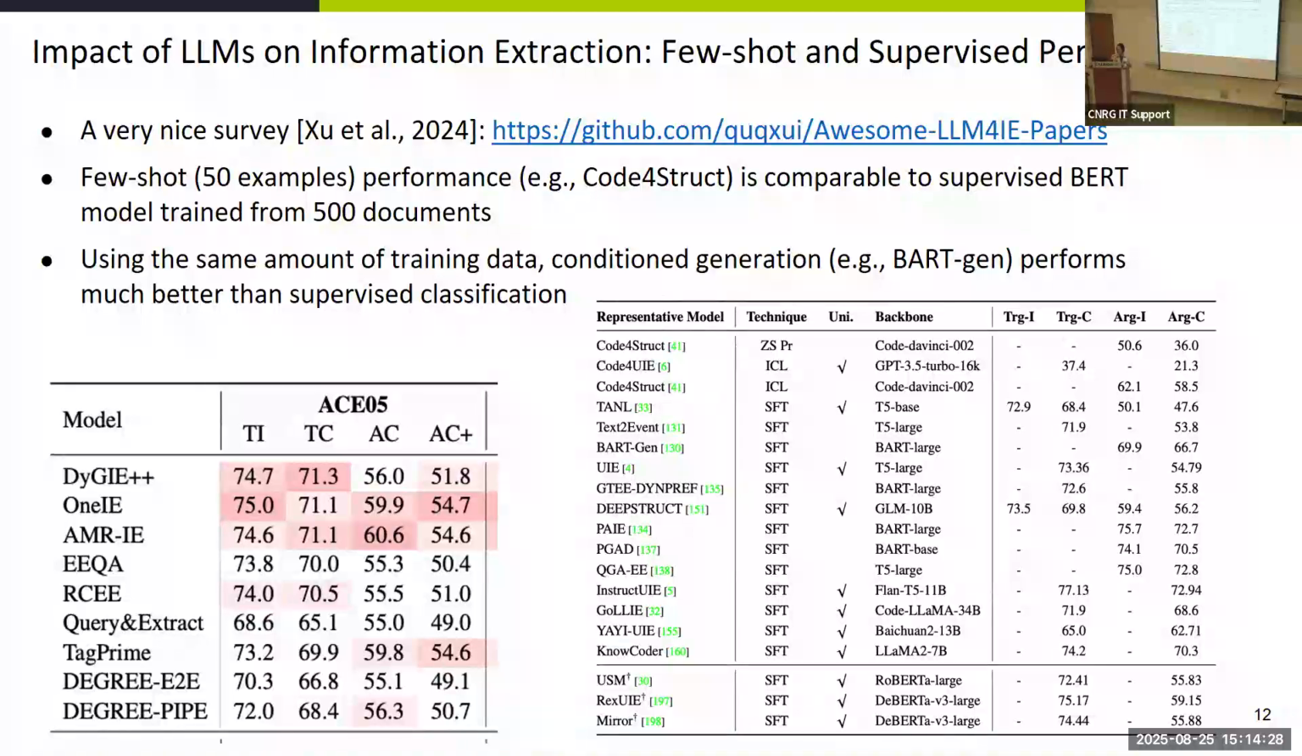So from the comparison of all these models, using LLM and not using LLM, there are two conclusions. One is that if you use LLM, then you can get much better performance with the same amount of training data. And if you have very limited data, just 50 examples, you can already get similar performance as the previous model, which did not use LLM, trained on 500 documents.